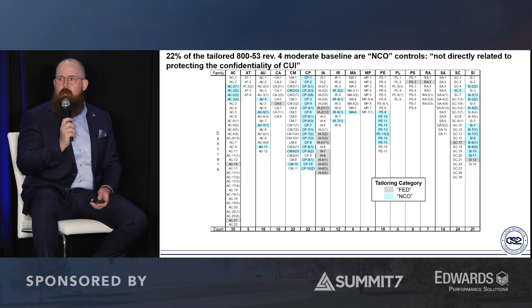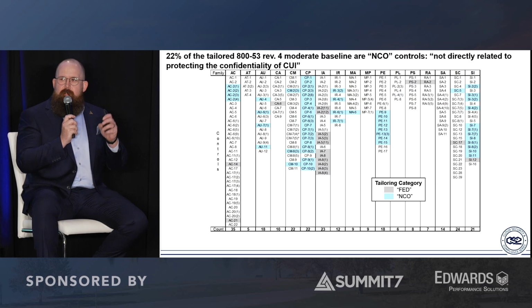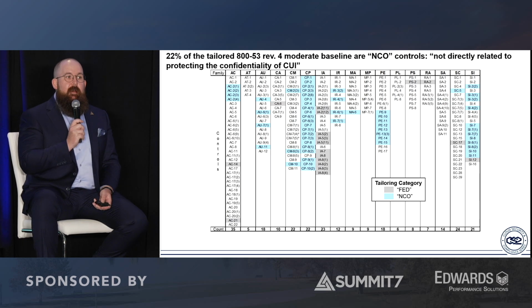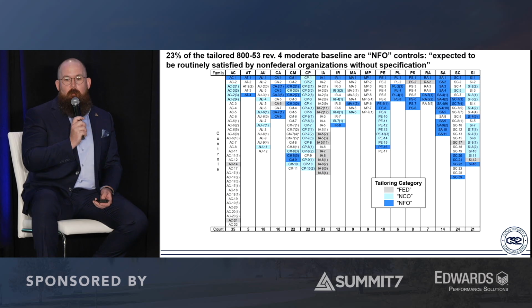Then they said, well, we're only worried about data confidentiality. Not all of these controls are concerned with data confidentiality, so we're going to call those NCO controls. Those come out of the baseline. And then they said, well, clearly companies are already doing things that have to do with security, so we're going to make a whole bunch of assumptions about what's already in place.